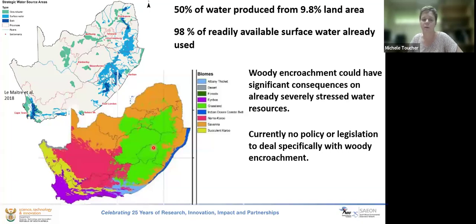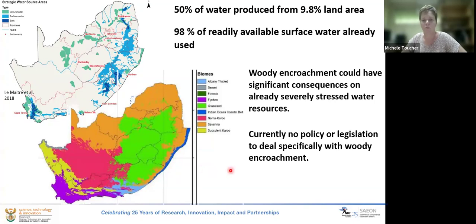So it's not going to be an immediate effect, but it would have long-term consequences as those sites became more and more encroached. And at the moment, we don't have any specific policy or legislation to deal with woody encroachment. There's policy around alien invasives and around commercial trees, but not around these indigenous woody encroached species.